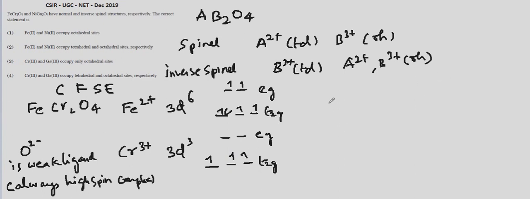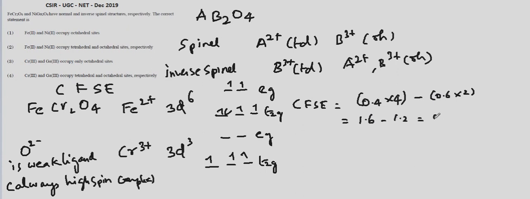So now we have to calculate the CFSE. CFSE is given by 0.4 per electron in t2g, there are 4 electrons here, minus 0.6 per electron in eg. So this is 1.6 minus 1.2, that is 0.4 delta naught. So in this case we have calculated.